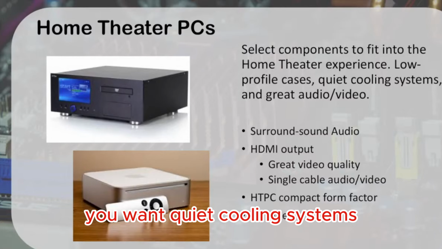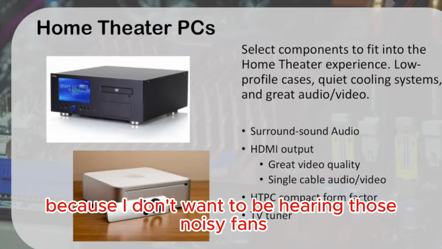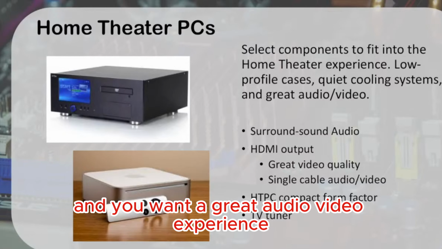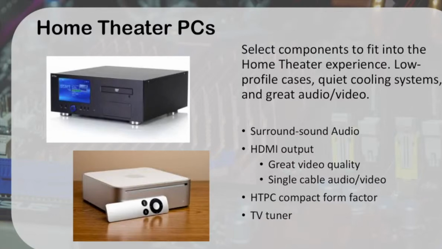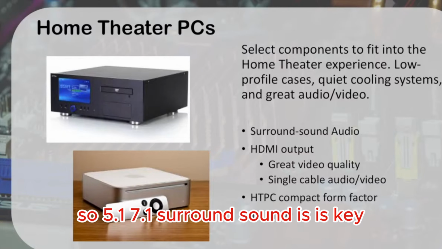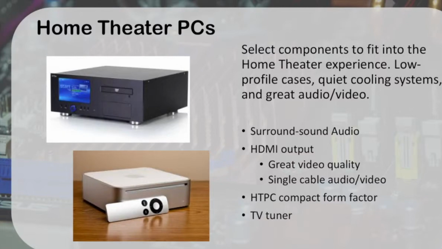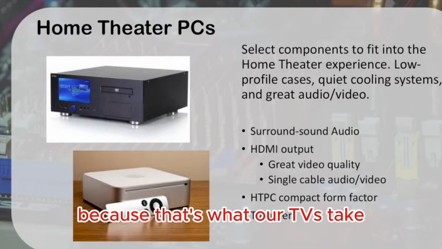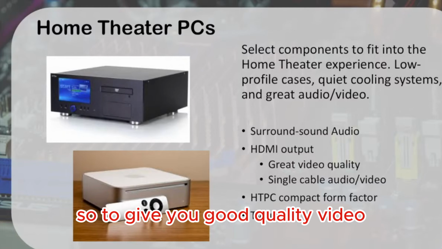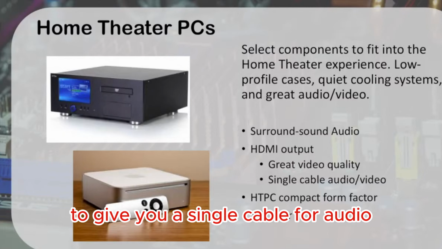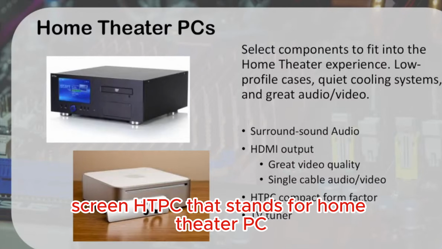You want quiet cooling systems because I don't want to be hearing those noisy fans when I'm watching my TV. And you want a great audio video experience. So 5.1, 7.1 surround sound is key. You want HDMI for output because that's what our TVs take. So to give you good quality video, it'll give you a single cable for audio video to run to your flat screen.